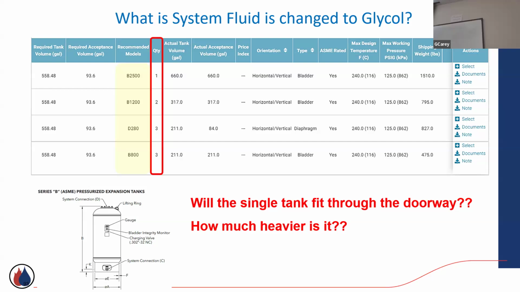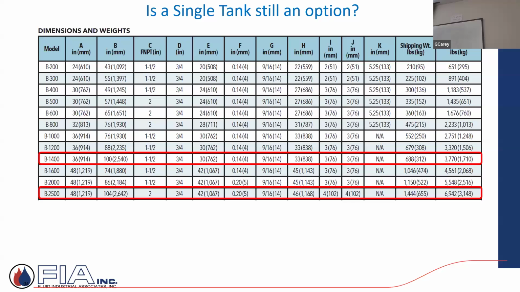And then these are just other considerations. Will a single tank physically get into that building? Under brand new construction, yeah, because there's no building. But eventually, service and serviceability down the road, how much heavier are those tanks? You start looking at the weight of these things, the dimensions: 680 pounds, 1,150 pounds, 1,400. You get some serious weight. So these are the things to consider. And the diameter, 36 inches versus 48. Trying to get through a doorway, that might be a challenge.